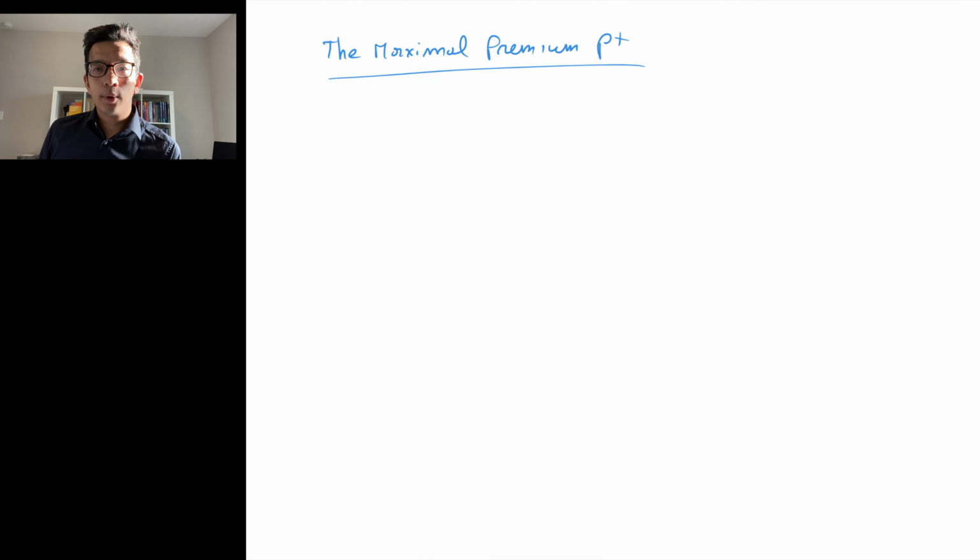We can now determine the maximal premium P plus, which is the premium the insured is willing to pay in exchange for insurance for the risk X. So in case the insured is not insuring his or her risk, the expected utility is the following. It's the expectation of U. The W is now the wealth of the insured, and you subtract the risk X because you do not take any insurance. So this expected utility is the expected utility when there is no insurance.